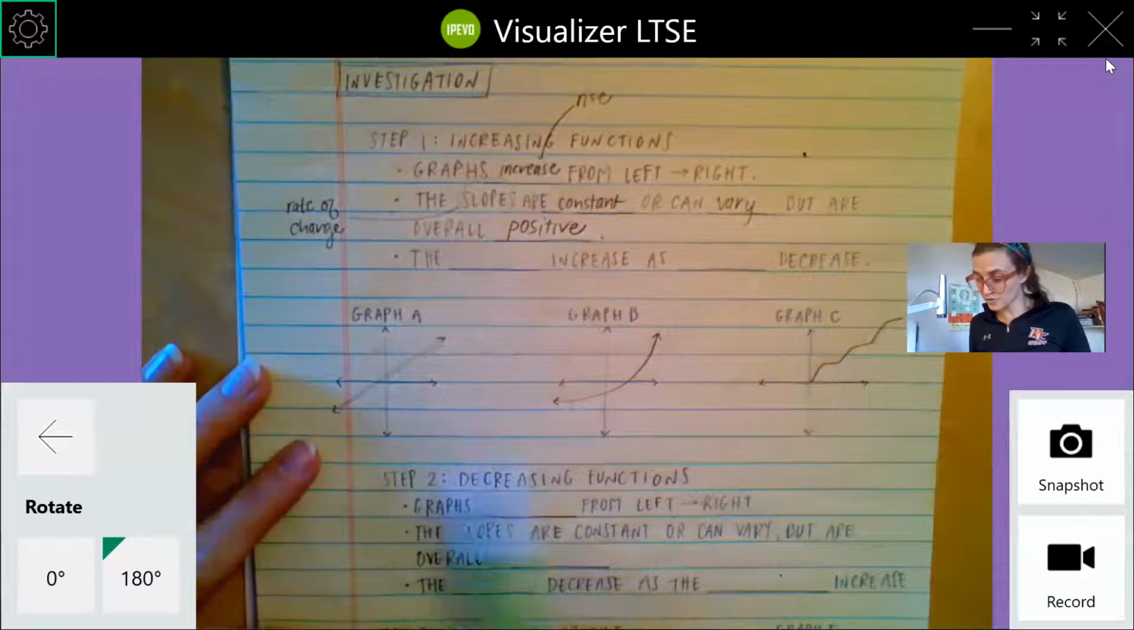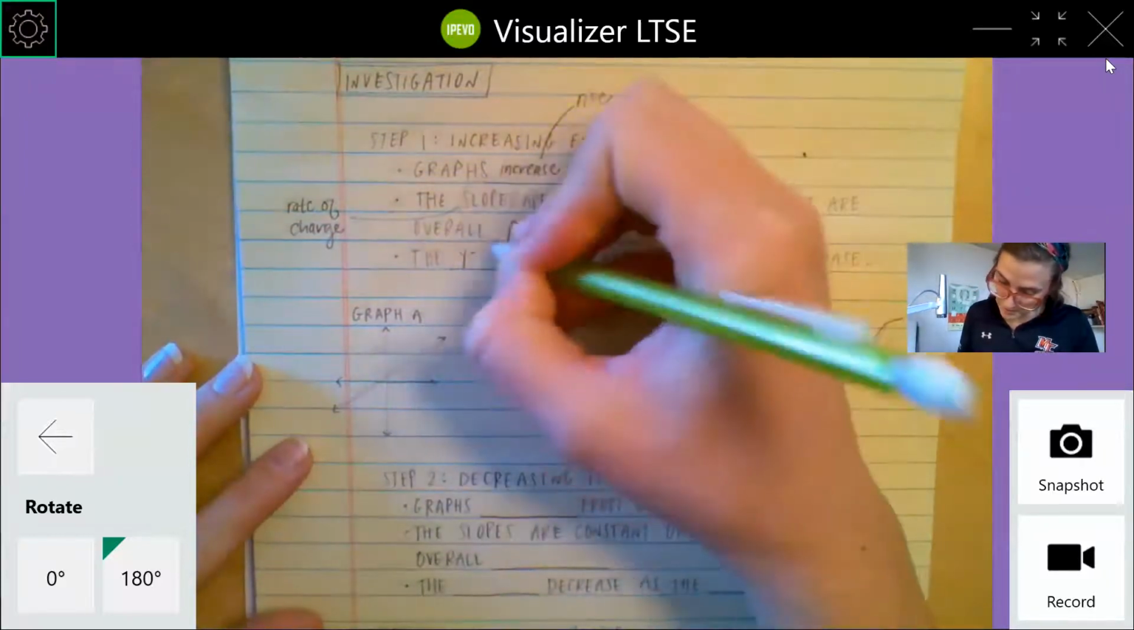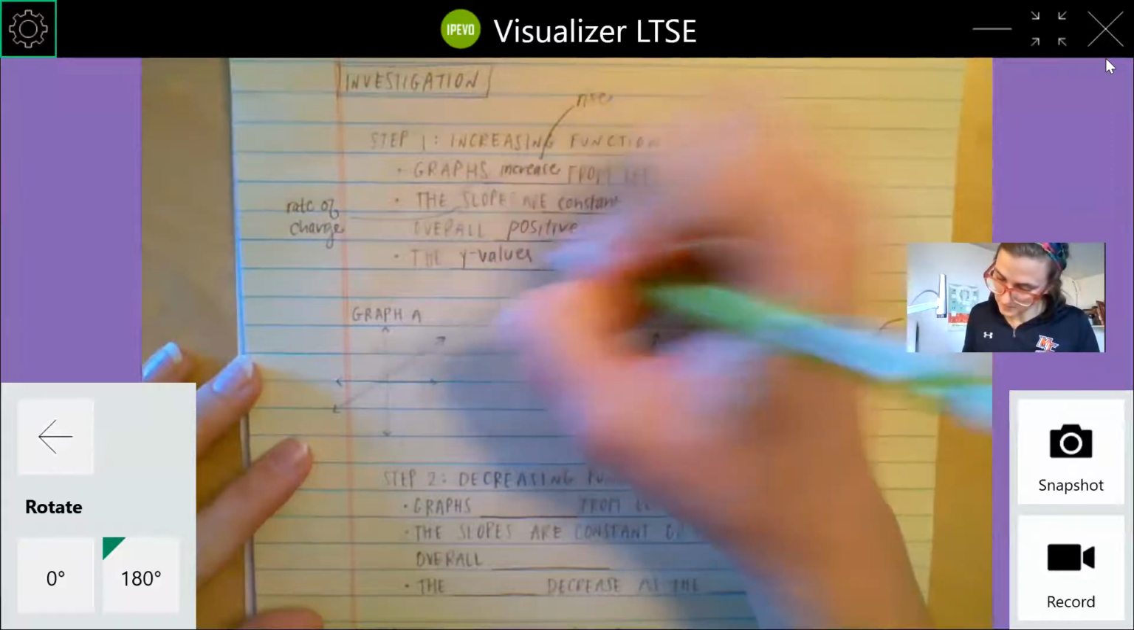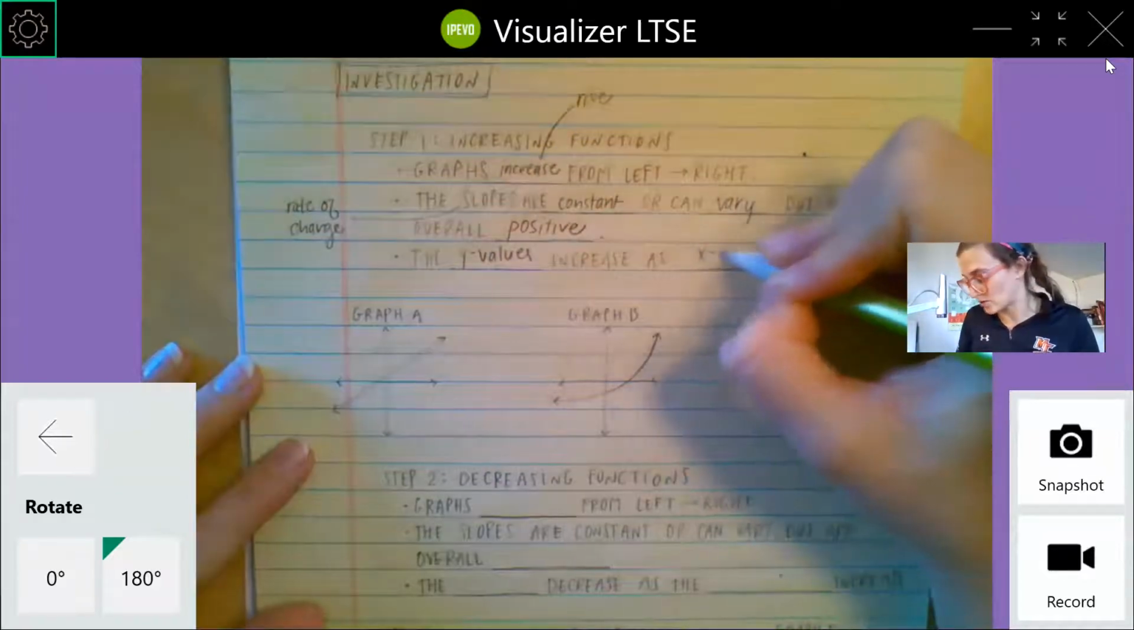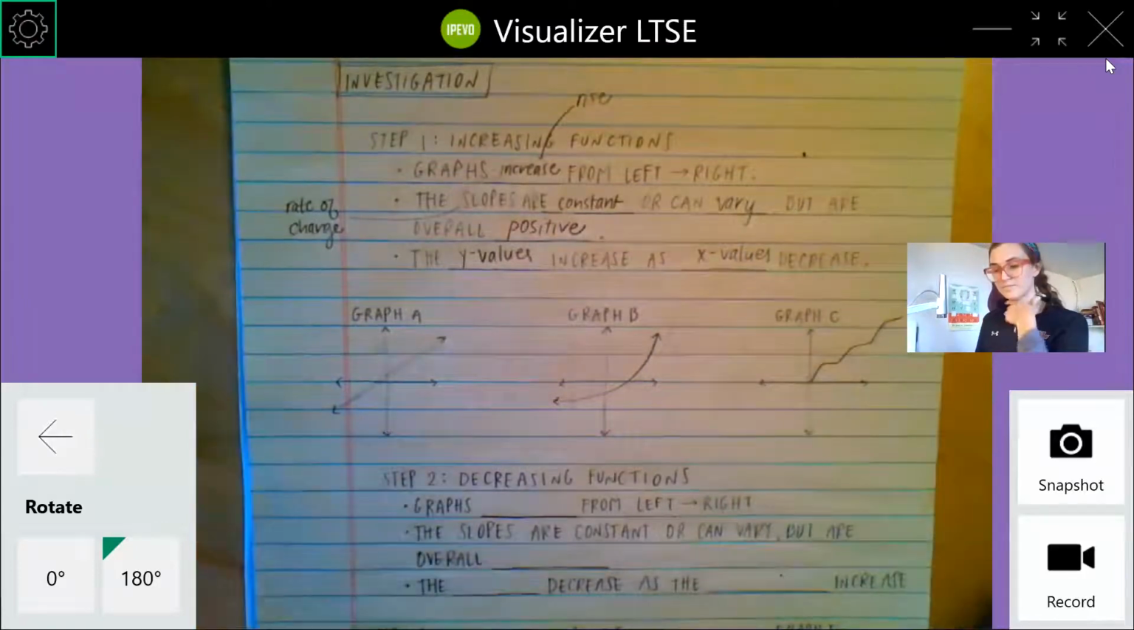And in an increasing function, the y values increase as x values decrease. Okay?